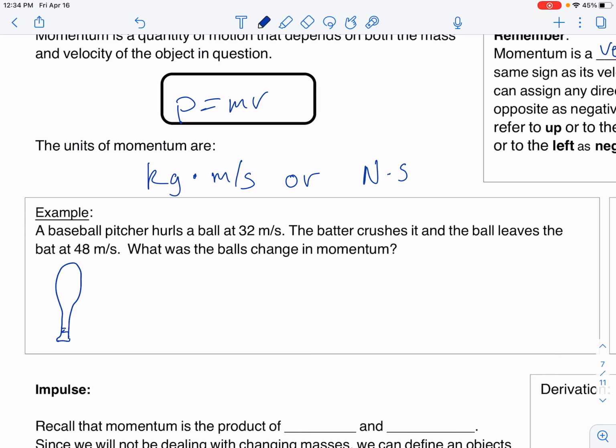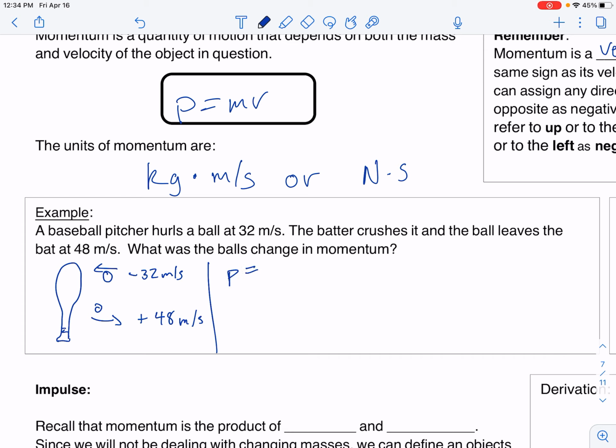All right. This looks more like a turkey leg. So we have our baseball coming towards our bat with 32 meters per second velocity. And then it leaves the bat with a velocity of 48 meters per second. Now notice I'm denoting direction using positives and negatives.